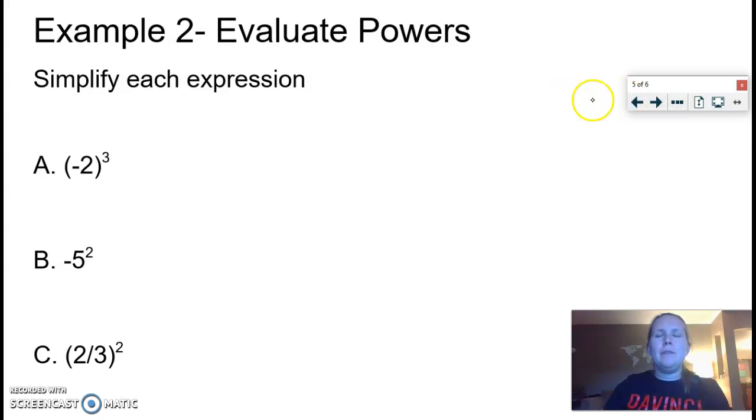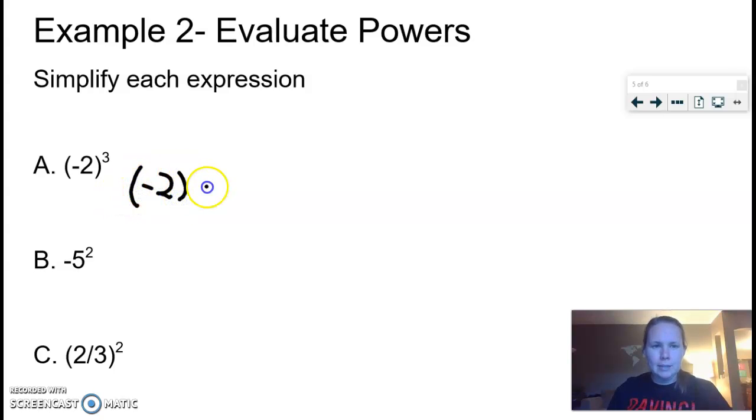Alrighty, example 2, evaluate powers. Simplify each expression. In this case, I want to actually find what the value is for this expression. So what does this really mean? We can rewrite them out, or we can expand them. In this case, I've got parentheses with a -2 to the third. If I was to expand this, it would look like this. I would continue with the parentheses as I go through. It is being multiplied 3 times. That's why there are 3 -2's.